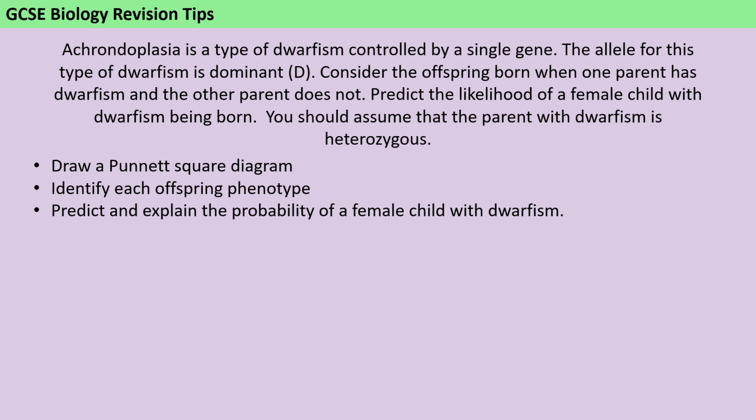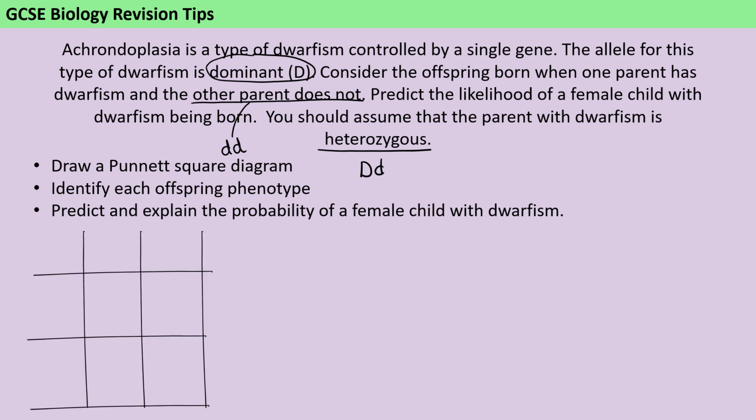Our very first step with a Punnett square question is to identify the genotypes of both parents. So we're told in the question explicitly that the parent with dwarfism is heterozygous. That means that they have 2 different alleles for the gene that could code for this dwarfism. So their genotype is going to be capital D, little d. And then the other parent does not have dwarfism, and we're also told in the question that this type of dwarfism is dominant. So that means that they cannot have any dominant alleles. They must be little d, or in other words, homozygous recessive.